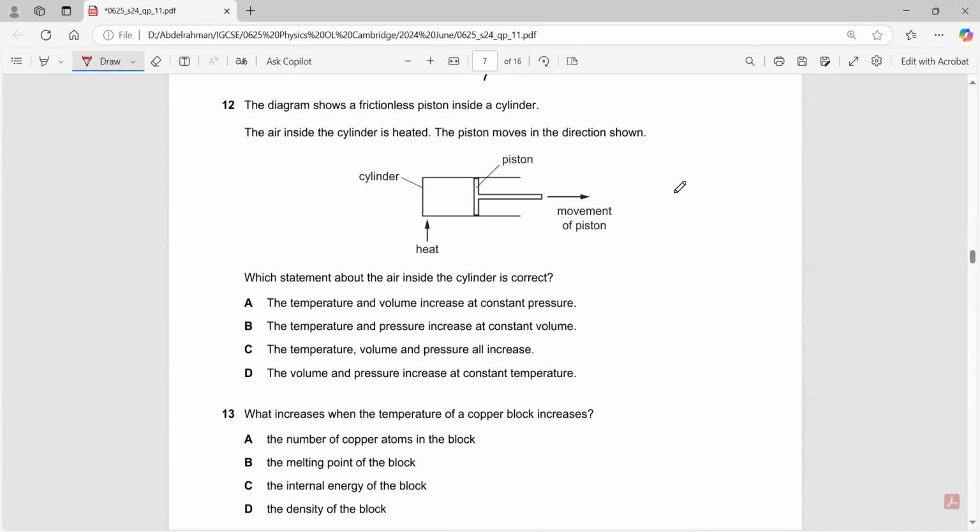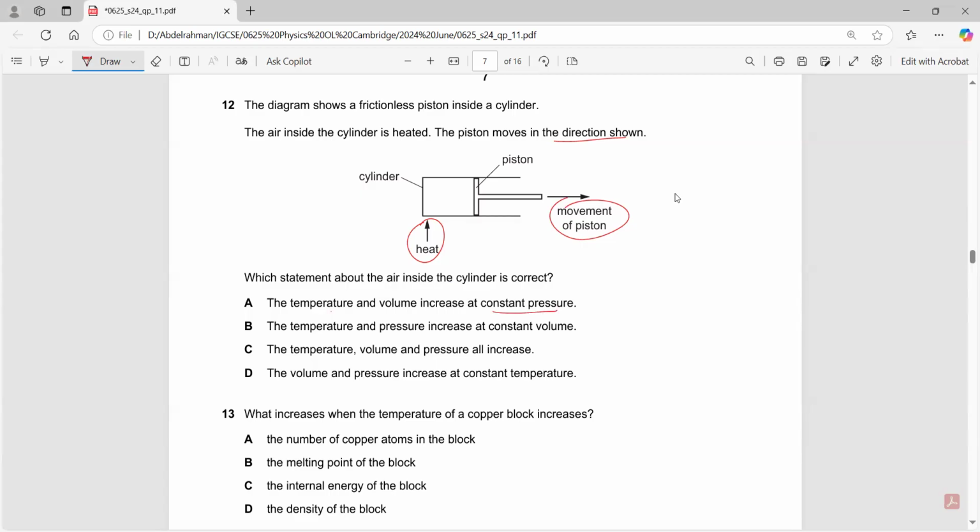Question 12. The diagram shows a frictionless piston inside the cylinder. The air inside the cylinder is heated. You start to heat up the air inside the cylinder. The piston moves in the direction shown, so the piston moves to the right. Which statement about the air inside the cylinder is correct? As you increase the temperature, what happens to the volume? The volume increases. So PVT, pressure, volume, and temperature: if you increase the temperature, then the volume increases, but this has to happen while you have a constant pressure.